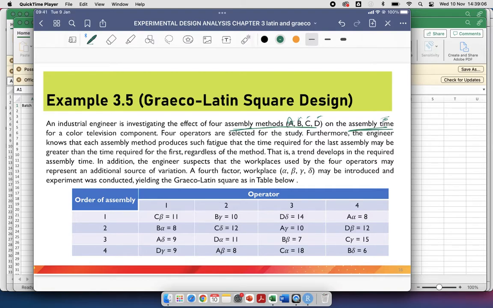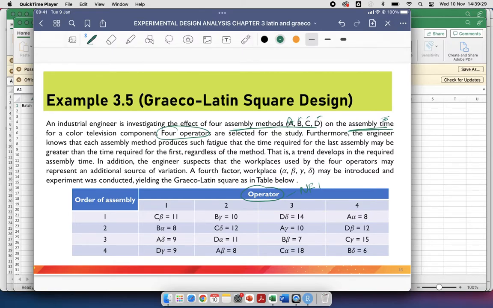So dia blockkan kepada 4 operators sahaja. So operator dia adalah nuisance factor pertama. Okay. Furthermore, the engineer knows that assembly method produce such fatigue that the time required for the last assembly may be greater than the time required for the first, regardless of the method. That is a trend developed in the required assembly time.